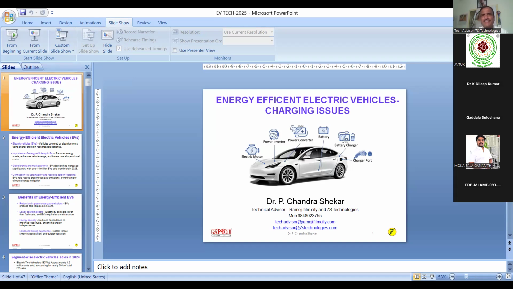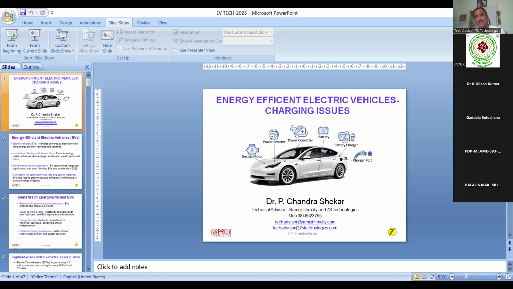When it comes to energy efficient electrical vehicle charging issues, what are they generally? When you see the electrical motors, the main thing is the electrical motor, then power inverter, then power converter, battery charger, charging port. These are the basic systems as compared to any combustion engine.